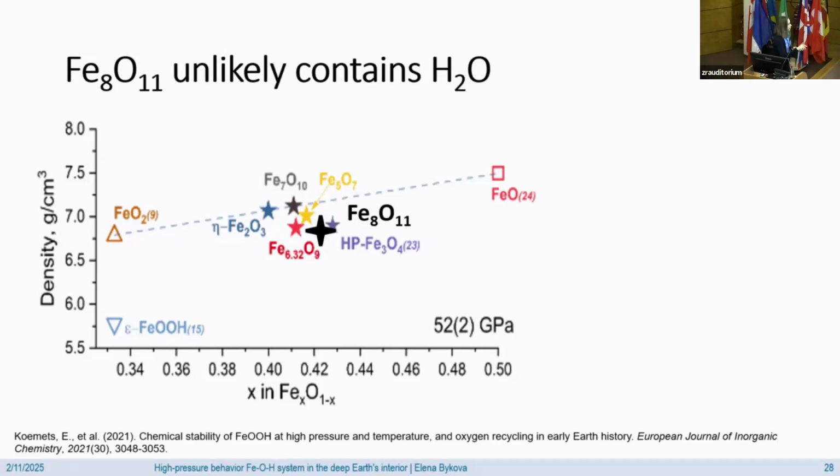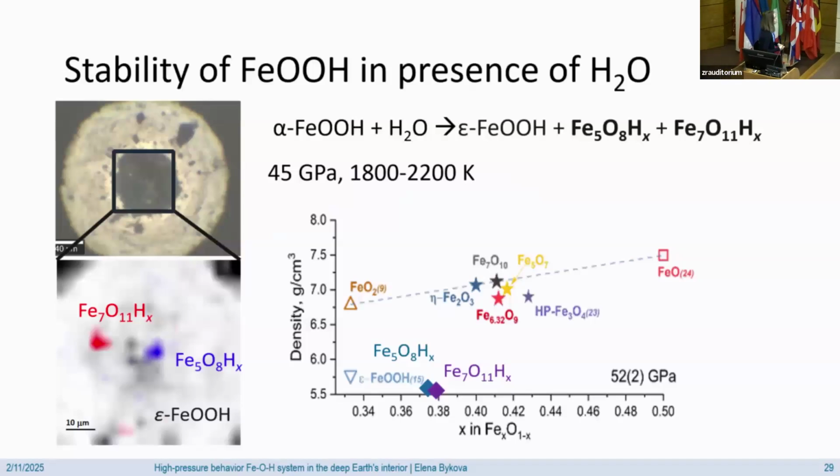If we plot our iron oxide, we do see that it more likely doesn't have water, or has a very minor amount of water. So it cannot be the water carrier here, and it's very strange. Indeed, if we just simply put it in the water, it doesn't take much water. On the other side, at the same conditions, if we take iron hydroxide in water, we synthesized several new hydroxides and also pyrite-structure FeOH.